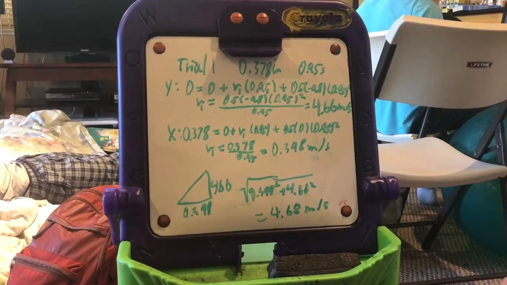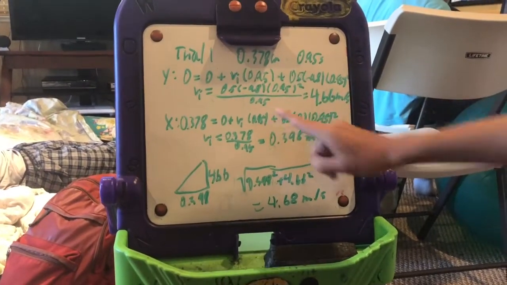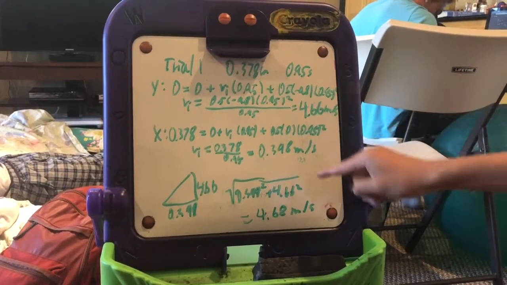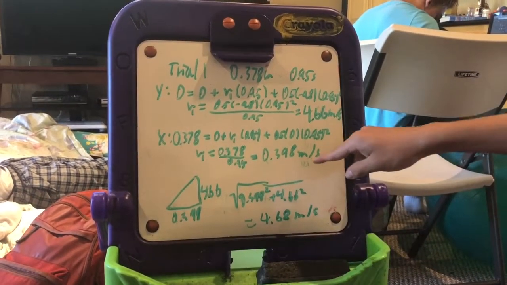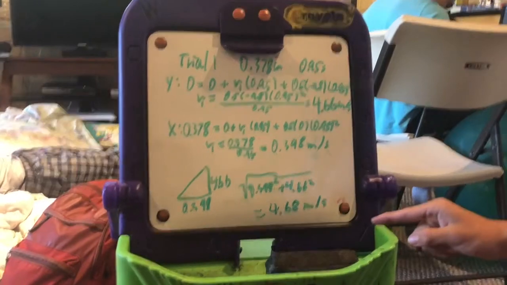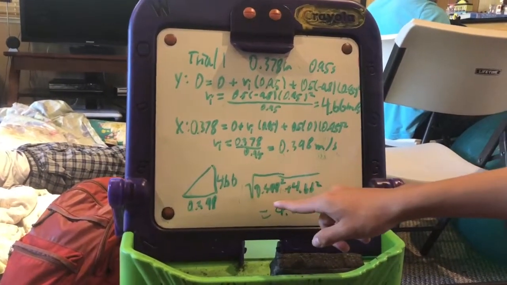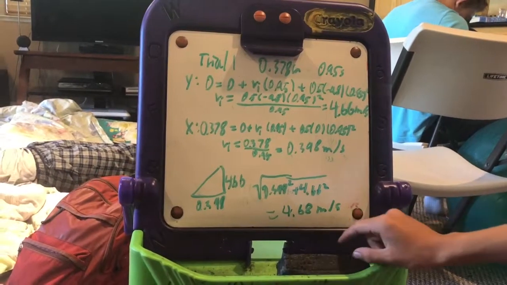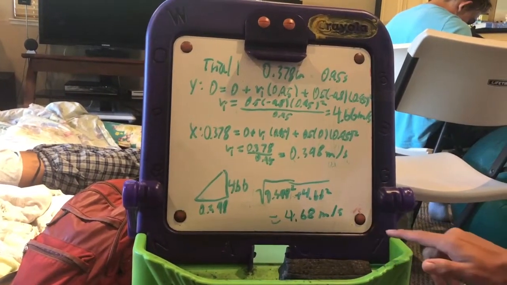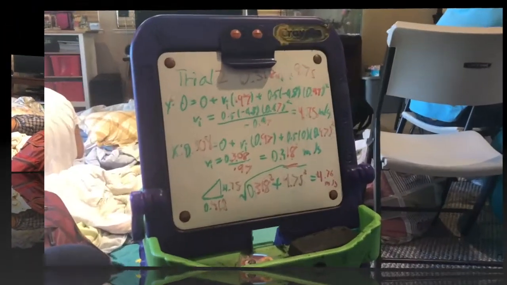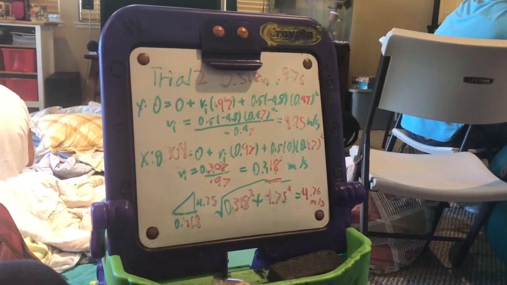For the X component, we used 0.378 meters for the displacement and 0.95 seconds for the time with 0 acceleration, so we did not factor in air resistance. And after doing the calculations, we got 0.398 meters per second for the X component. And in the end, we used the Pythagorean theorem to find the overall initial velocity of 4.68 meters per second at a 45-degree angle. So the second trial, the total distance the marble went was 0.381 meters in 0.97 seconds.